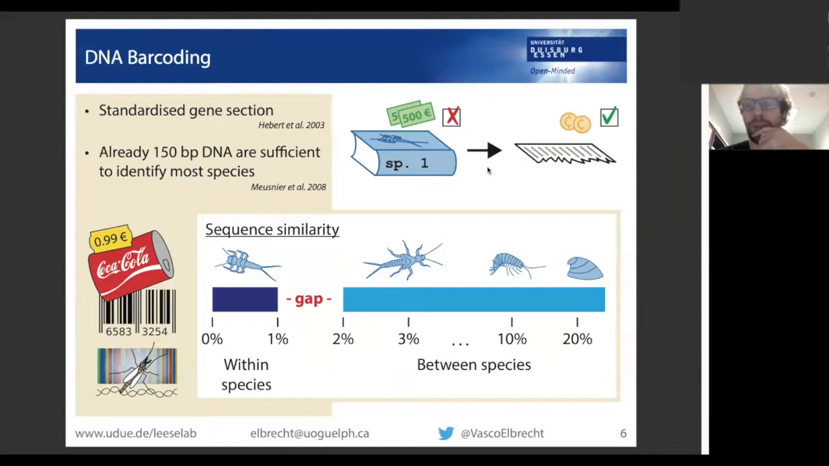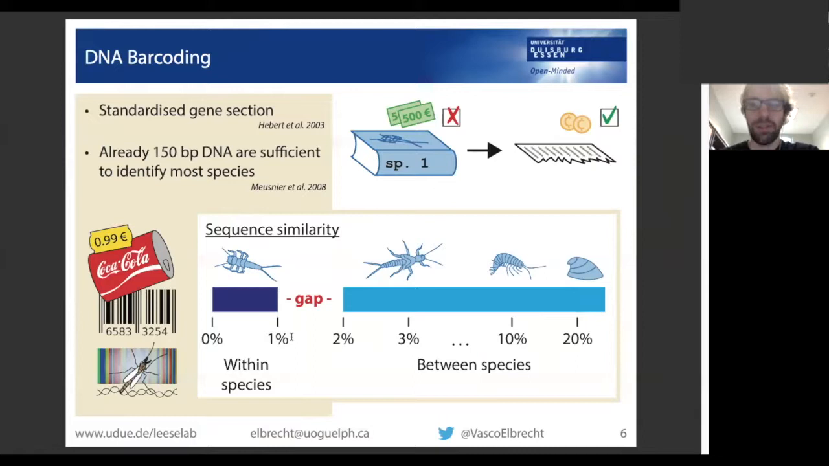And what you have then is that within the species, the genetic similarity is around 0 to 1%. And then to other species, you see there is this gap where between species, there is a 2% or higher genetic difference. So this is generalized, there are exceptions, but in most cases, this is the case. And this can be used to identify species.